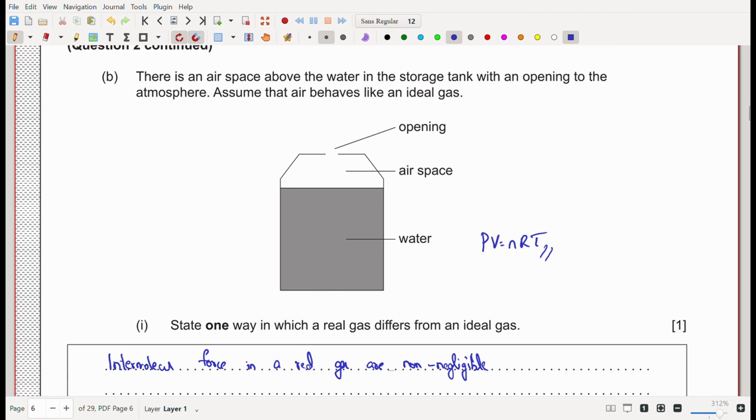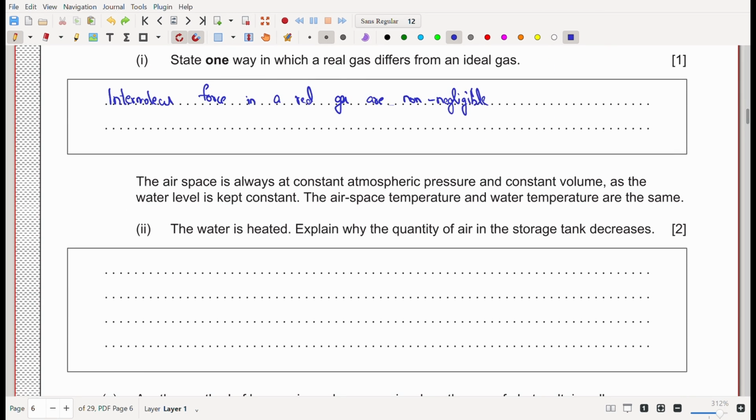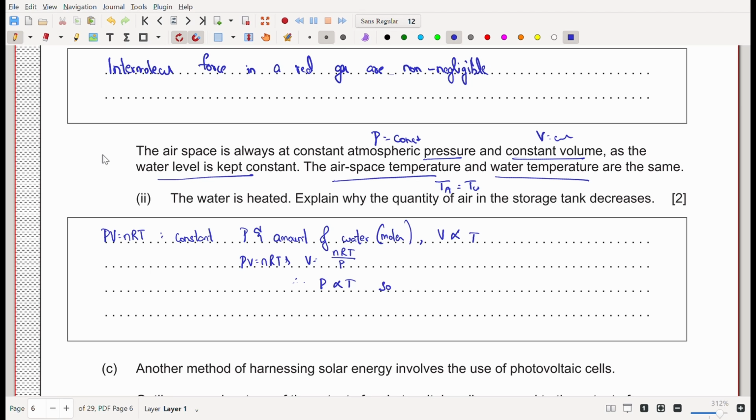So here, this is a water tank that we've been calculating in the previous question. So we'll give an opening, airspace, and water. Now, the airspace is always constant at atmospheric pressure and at constant volume, while the water level is kept the same. So P is equal to constant and V is equal to constant. And the airspace temperature and water temperature are the same. So that means T air is equal to T W. They're not saying that the temperature of air is constant. They are saying that the temperature of the air is equal to the temperature of the water. So I've just put our answer in here.